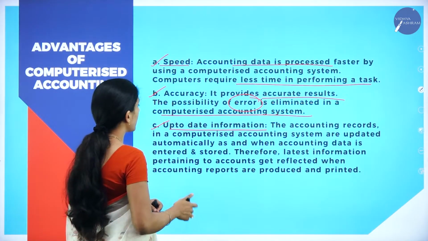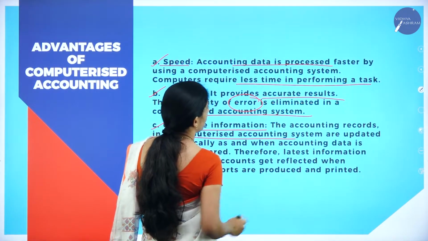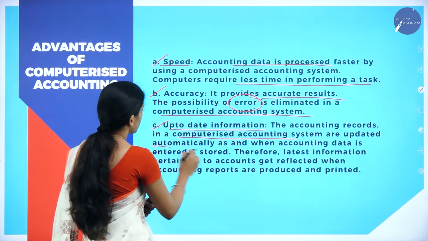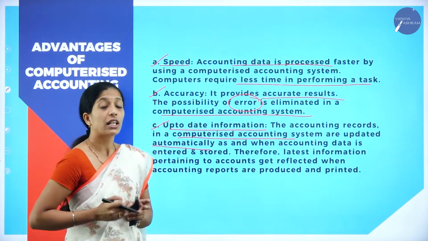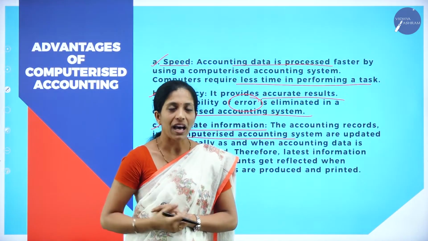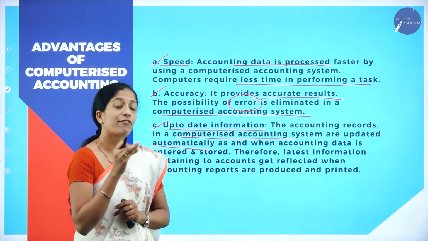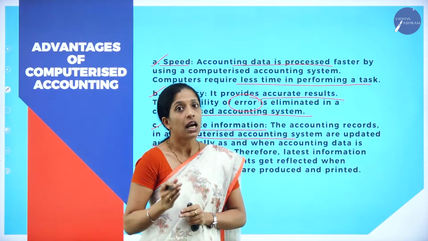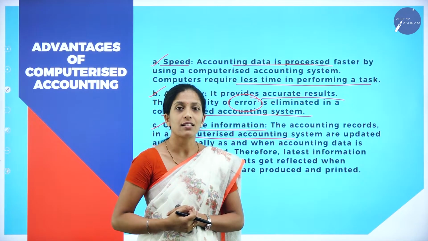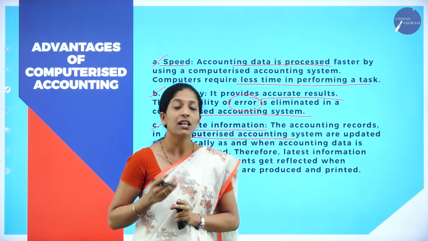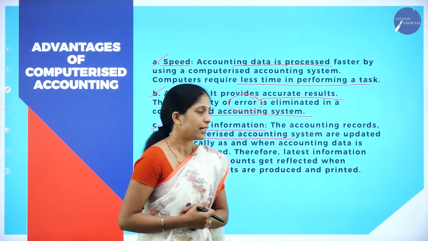So the accounting records in a computerized accounting system are updated automatically. So here, since it is a machine, it will keep on updating automatically, not like a manual accounting system where you have to read that principle and get updated. But this will not happen under computerized accounting system. Whatever new principles are implemented, they will be implemented automatically.